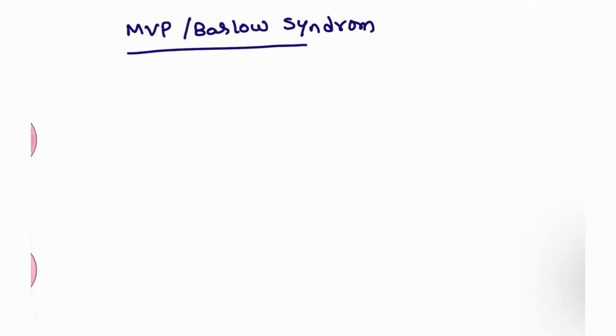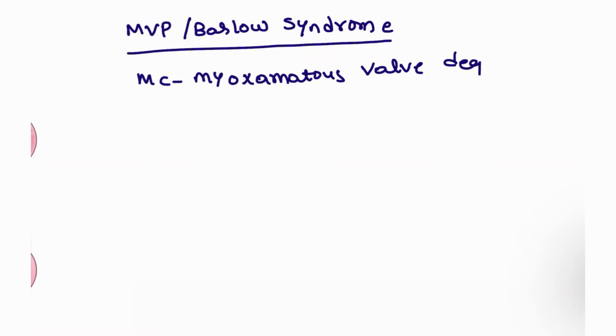So what is the most common cause for this mitral valve prolapse? The most common is myxomatous degeneration. Myxomatous valve degeneration is the most common cause in this patient, and another will be Marfan syndrome.